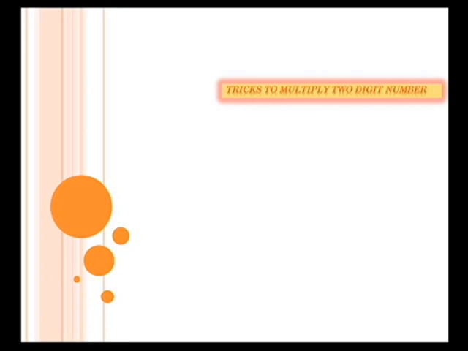I am Sadanand. Now we are going to learn a trick for multiplication of 2-digit numbers and 3-digit numbers. It is very funny and easy to understand. You can find the product of these numbers in a few seconds. So it is very interesting. There are 3 tricks you have to remember.